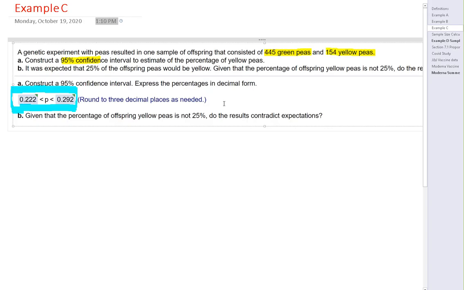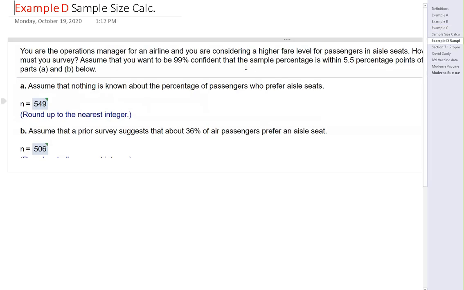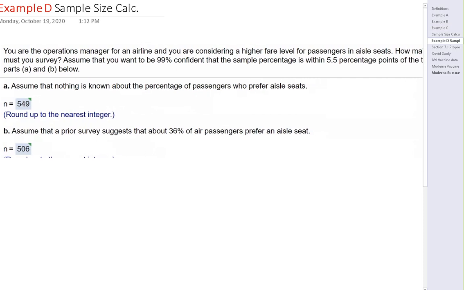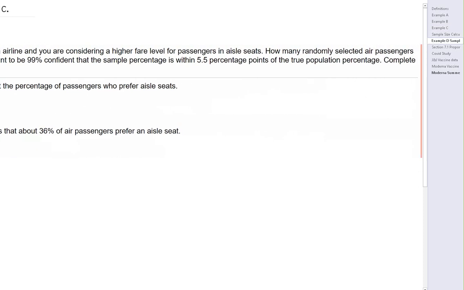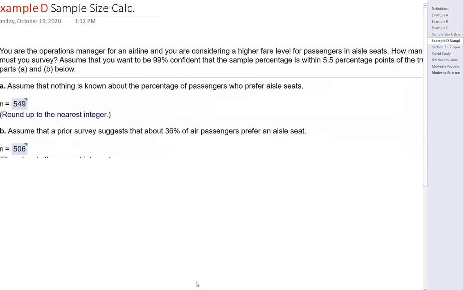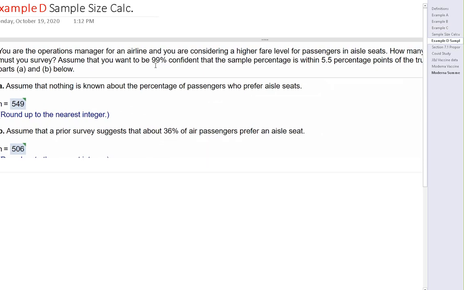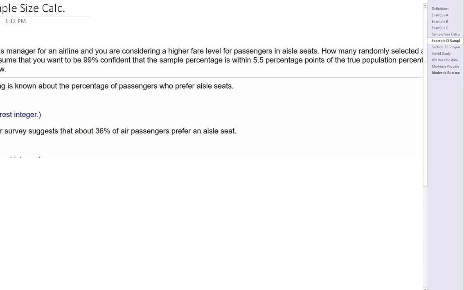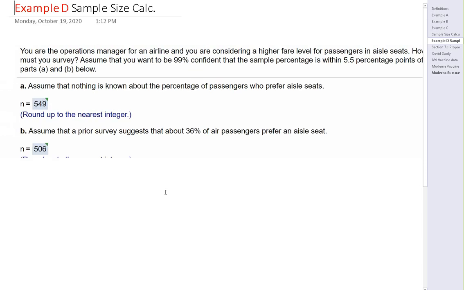So let's look at our sample size calculation, example D. You're the operations manager for an airline, and you're considering a higher fare level for passengers in aisle seats. Yeah, bad idea. How many randomly selected passengers must you survey? Assume that you want to be 99% confident that the sample percentage is within 5.5% of the true population percentage. Complete parts A and B below.